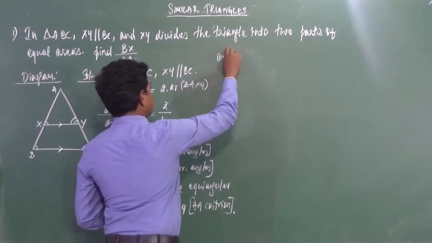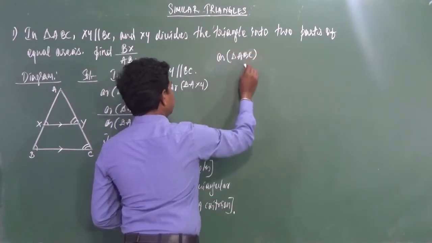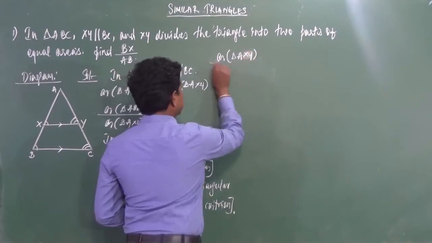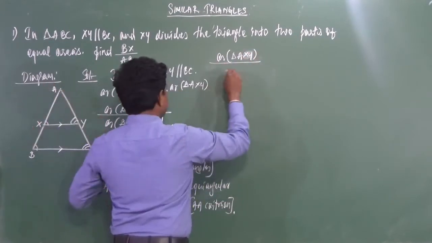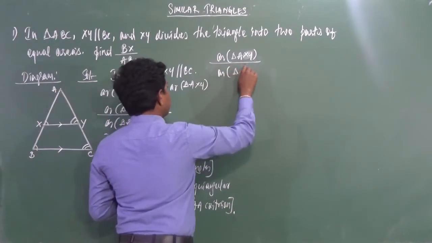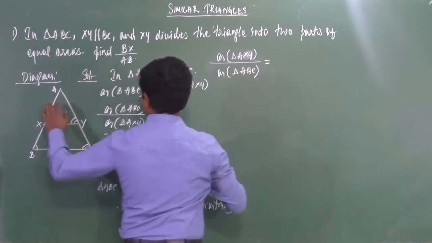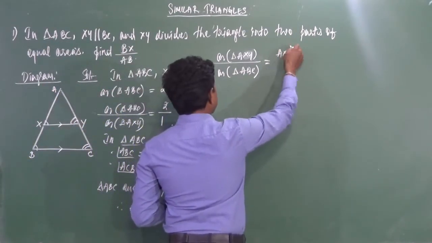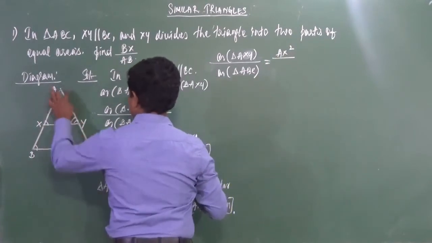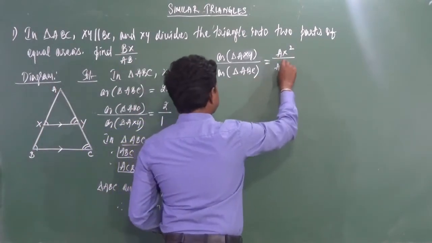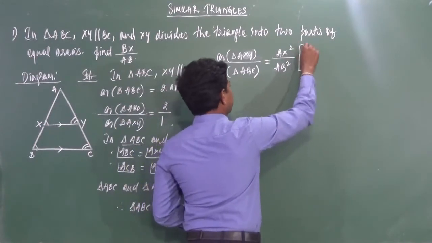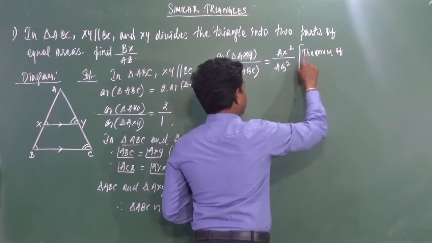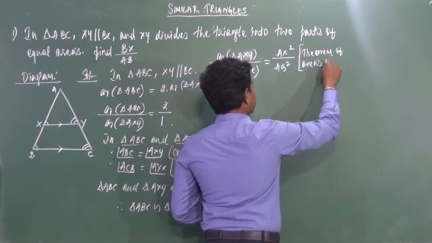Now we will take the theorem on areas of similar triangles. First we can take AXY itself: area of triangle AXY by area of triangle ABC is equal to, for triangle AXY I am going to take side AX, so AX square, by, for triangle ABC I am going to take AB, that is AB square. You can write the reason as theorem on areas of similar triangles.